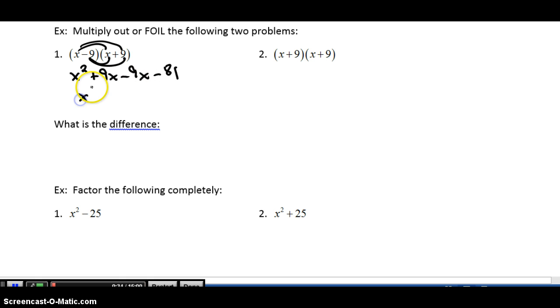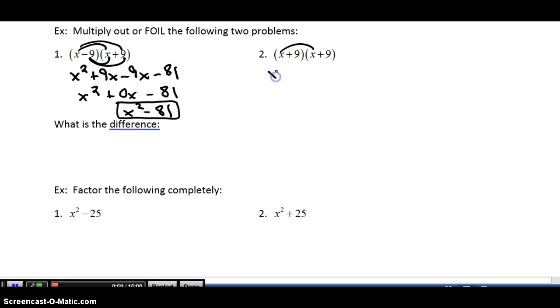And what's nice about this is really what happens is this is a 0x. Now, generally we don't write the 0x. Here I'm going to write it just to compare something later. And really the answer to this, though, is x squared minus 81. And so if you were FOILing that, you could skip this step right here and go right to that. All right. Now this next one, okay, we'll FOIL this.